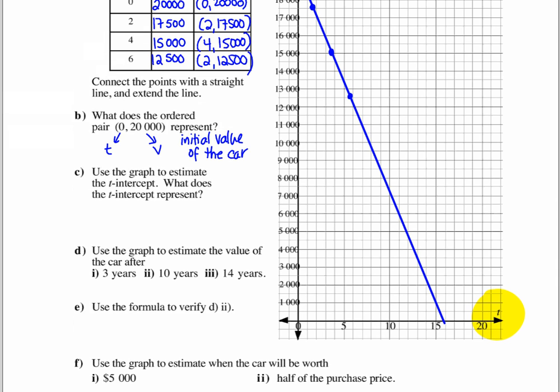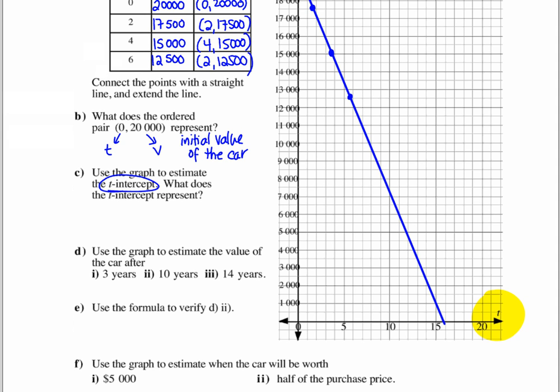Okay. The t-intercept. So where does it look like yours is crossing? I got 16. Yeah? I'll check your line. Especially if you use a ruler, it might be a little bit more accurate. Okay, so it looks like 16. 16 what? After 16 years, the value is? The value is 0. Now, is that realistic to real life?